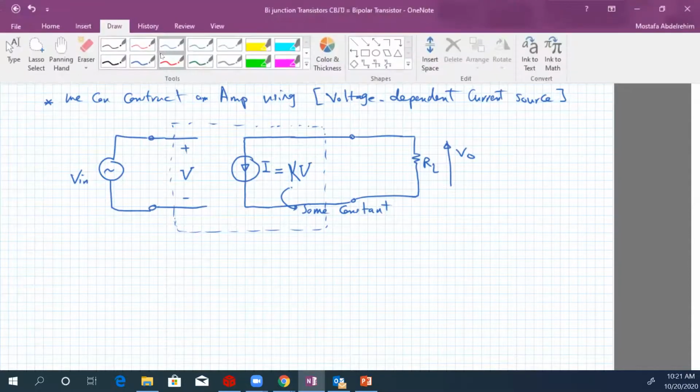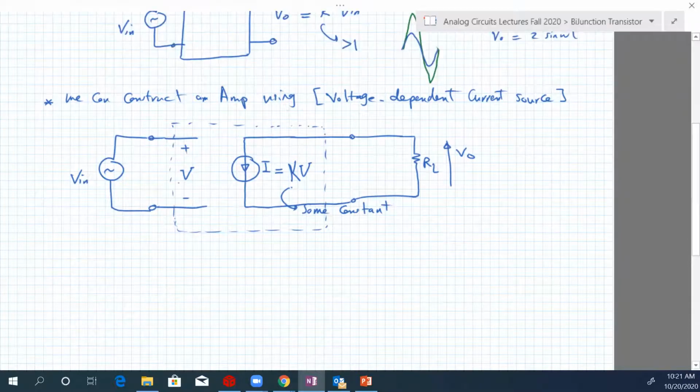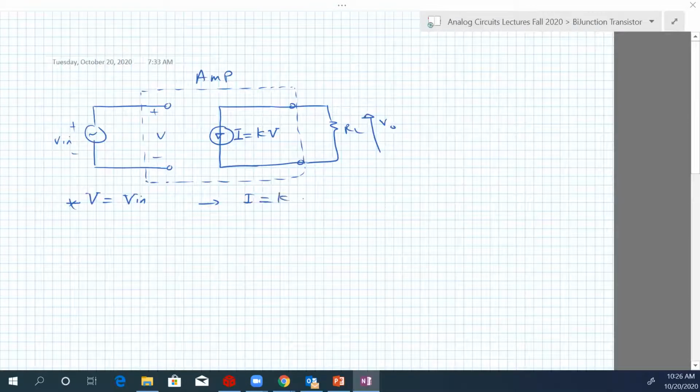So, good, let's analyze it. First, from this loop here, V is just equal to V input. So V input like this, V is like this. If you apply Kirchhoff's voltage law, V input minus V equals 0, so V equals V input. Based on that, I equals K V input.